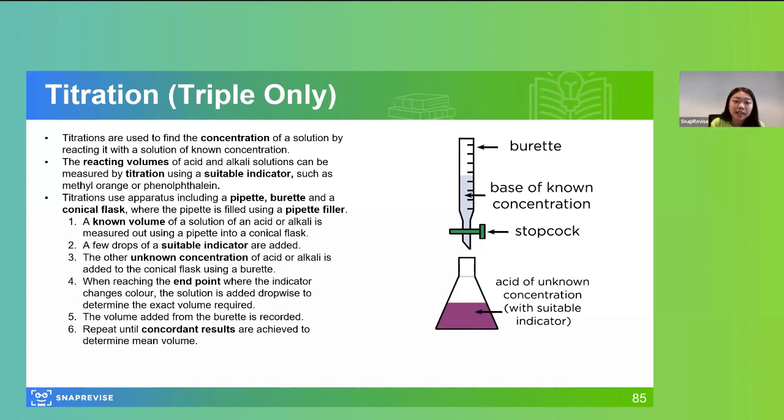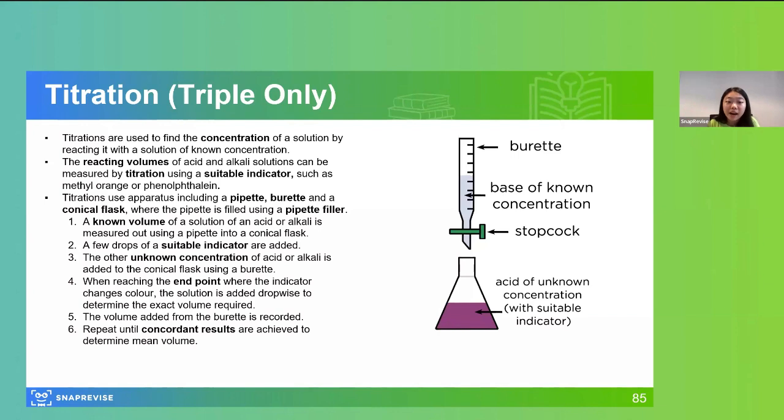What a titration essentially is, you're trying to figure out the concentration of a solution by reacting it with a different solution of a known concentration. So let's say I have this hydrochloric acid. I know this concentration is 0.1 moles per decimeter cubed. I'm going to use this to figure out the concentration of this alkali by reacting with it. That's what titration is. So usually it's going to be an acid and alkali neutralization reaction.